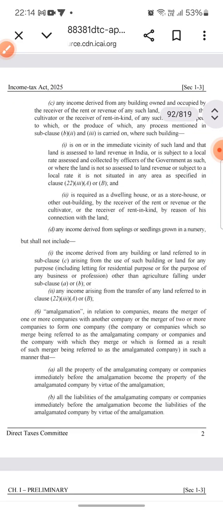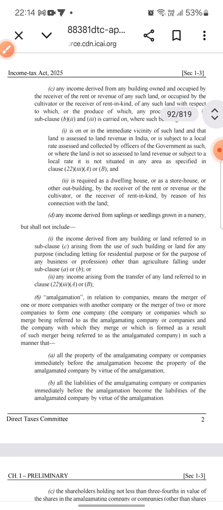storehouse or other outbuilding by the receiver of the rent or revenue or the cultivator or the receiver of the rent in kind by reason of his connection with the land.